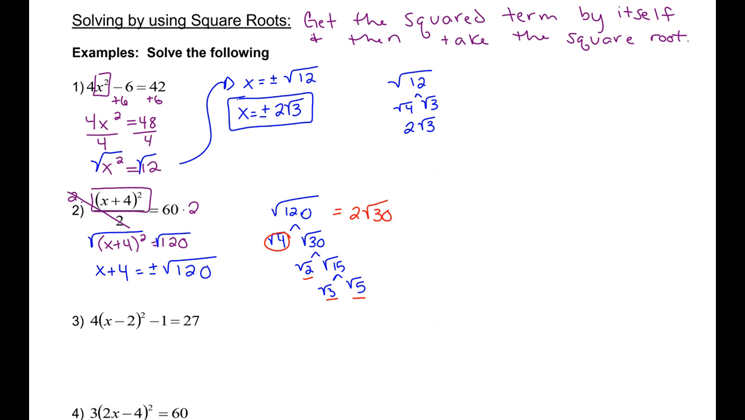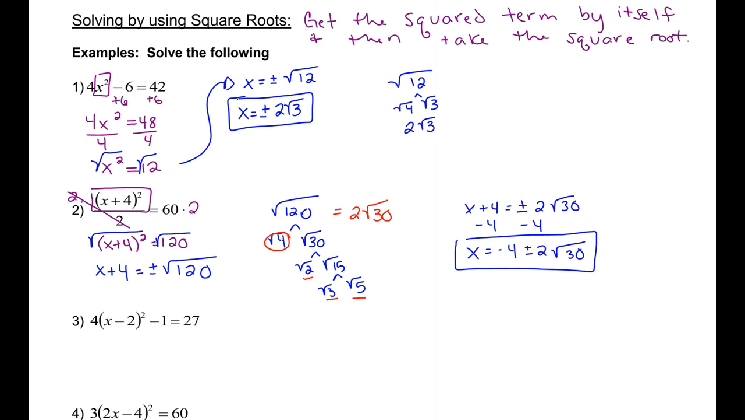So I'm at x plus 4 is equal to plus or minus 2 root 30. And we're going to subtract 4 from both sides. The negative 4 goes out front in front of the plus or minus. So you get negative 4 plus or minus 2 square root 30. Please try and do examples 3, 4, and 5 on your own. Remember that for 3 and 4, you want to get the quantity squared by itself before you take the square root of both sides. We'll talk about the rest of these examples tomorrow in class.